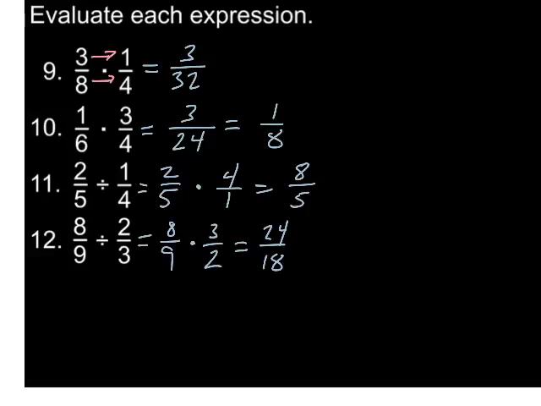So I'm going to divide top and bottom by 6 then. So 24 divided by 6 will give me 4. 18 divided by 6 gives me 3. So then that's our final answer.